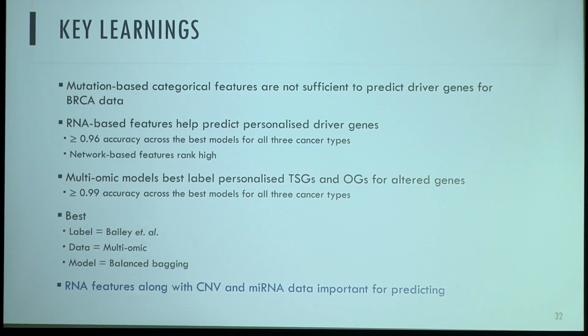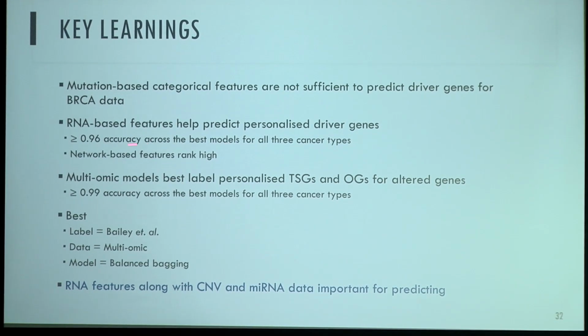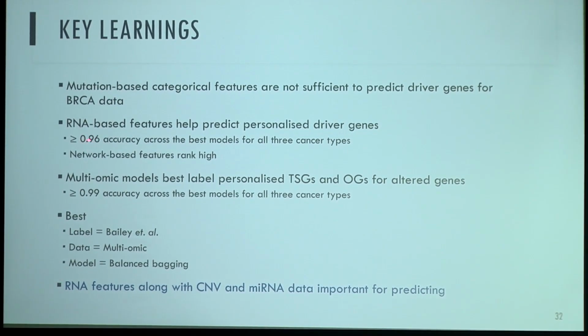So what we ultimately saw was that mutation-based categorical features are not sufficient to predict driver genes. A lot of the methods have been using, and even we did in the previous study, we focused on just using mutation DNA data. We could see that RNA-based features were able to help predict personalized driver genes, and we had, in fact, an accuracy of greater than 96% across the best models for 3 different cancer types that we studied here. And network-based features were also coming out as quite important.